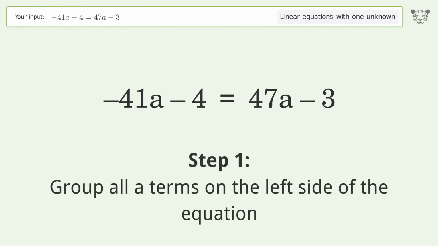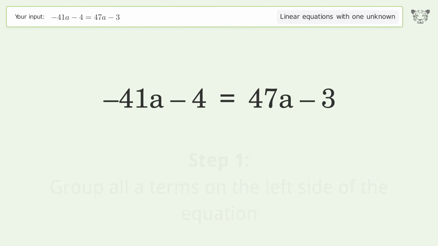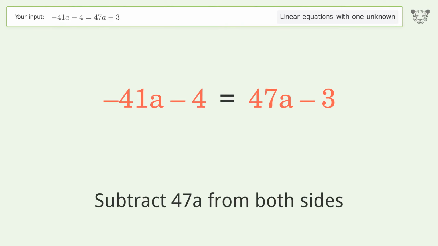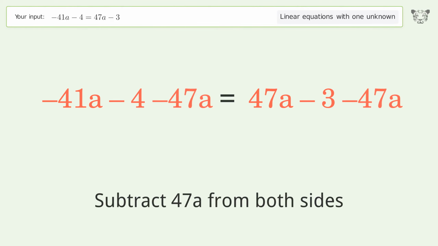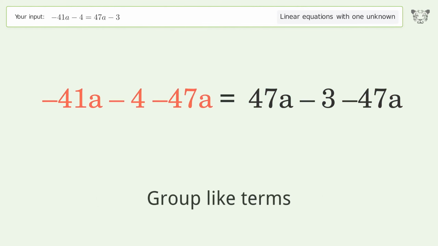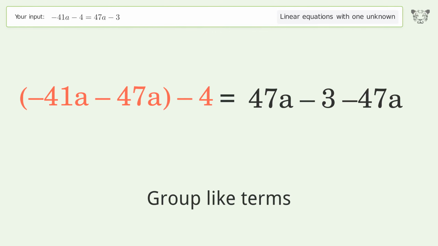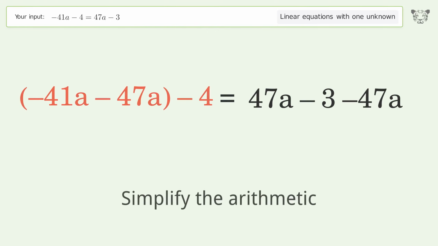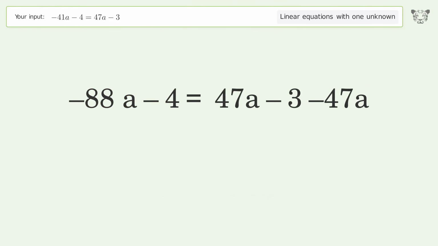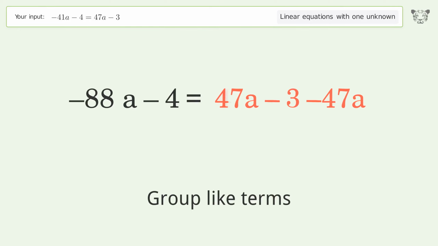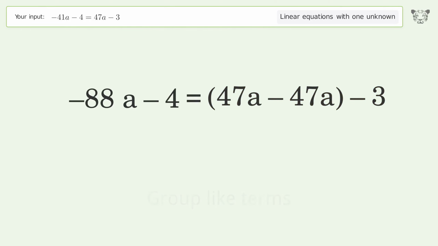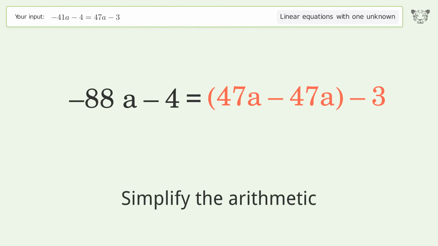Group all a terms on the left side of the equation. Subtract 47a from both sides. Group like terms. Simplify the arithmetic. Group like terms. Simplify the arithmetic.